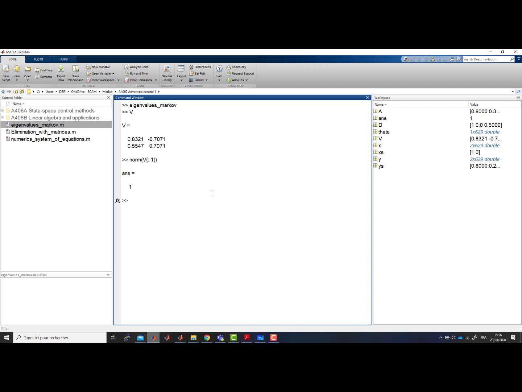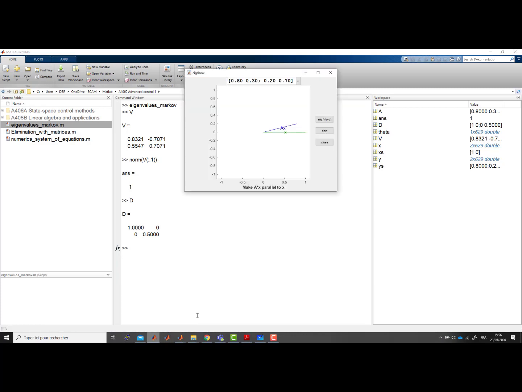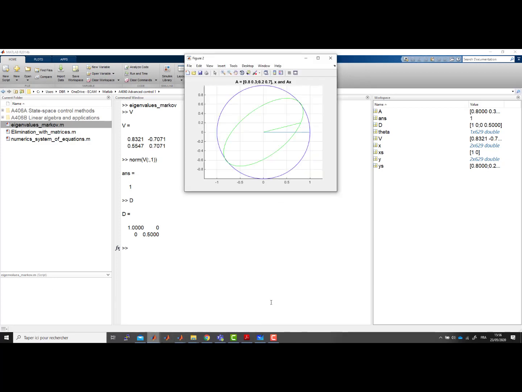Okay, and it's the same thing for the second column. And indeed, you will find the eigenvalues, which were 1 and 0.5. So this is what is shown using eigshow, and this is what is obtained using the second figure.